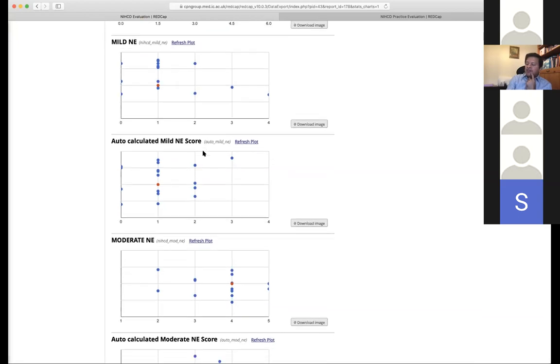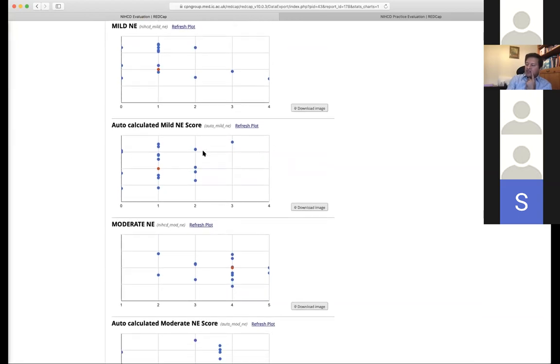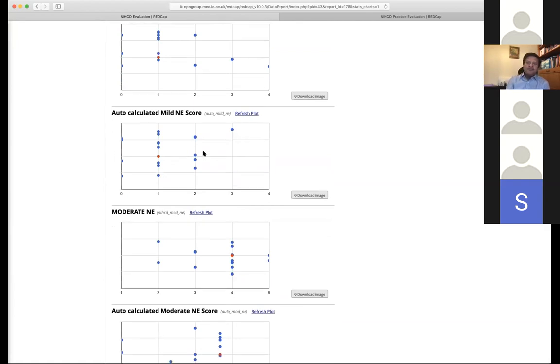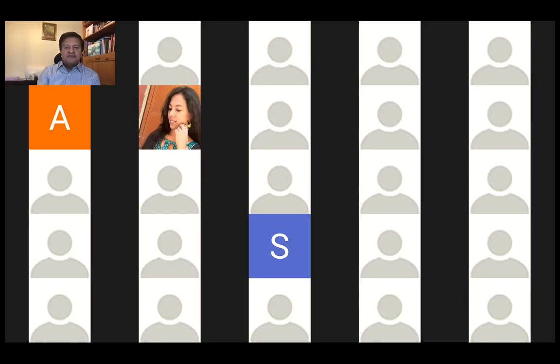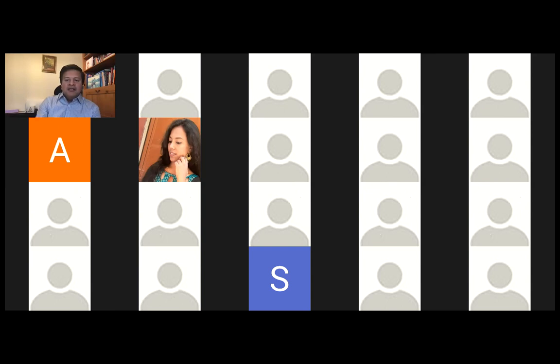And pupils, you can either score as normal or constricted, which would be under moderate. Heart rate and respiration were normal. So the total score I gave was 5 under moderate and 1 under severe, which was for the absent Moro. So that's how you do the NICHD examination, and most of you got it correct as moderate encephalopathy. Thank you, that's all about the NICHD examination.